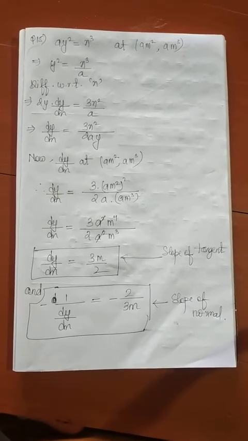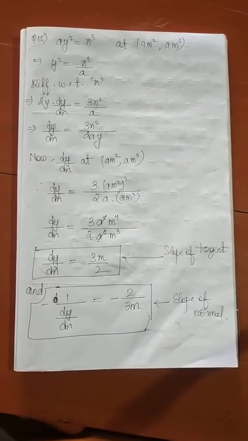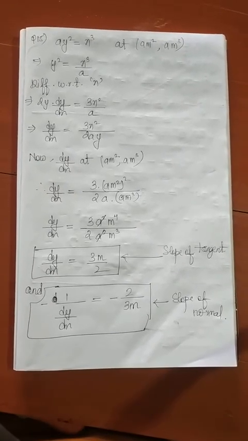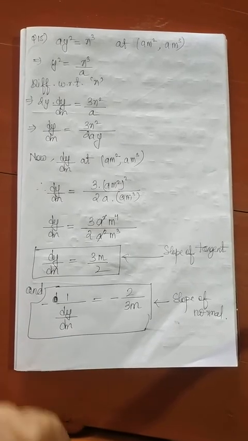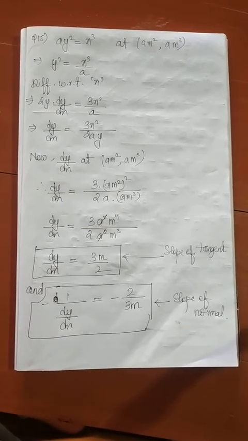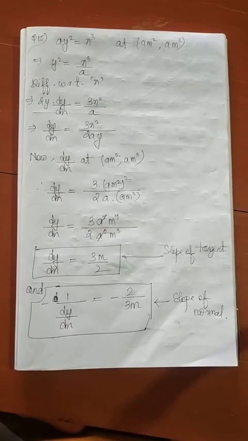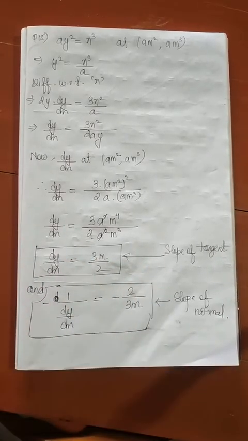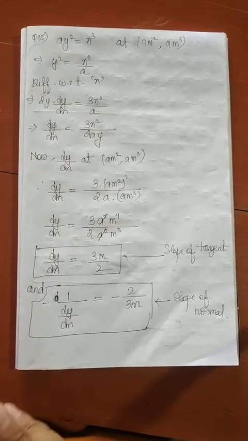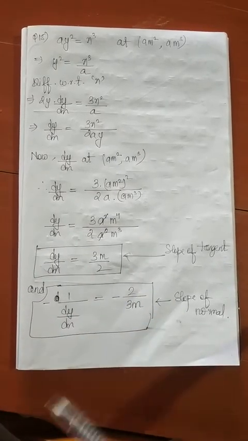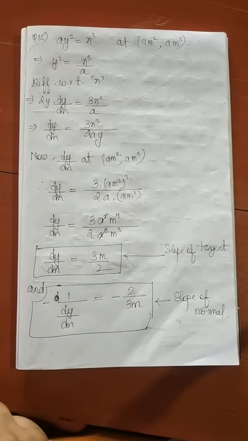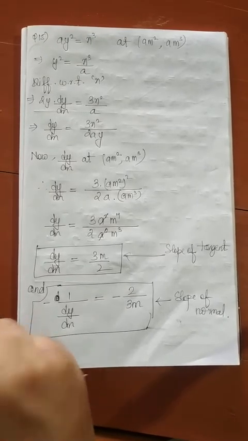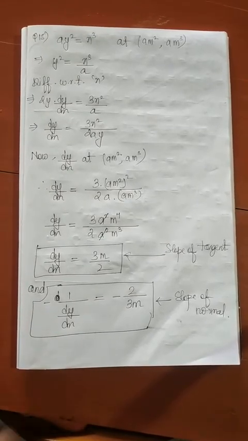So I hope you have got some idea about how to find the equation of a tangent. Once again I'm repeating, whenever we need to find the equation of a tangent, we need to know the slope of the tangent and the required point. If these two things are known, then we just need to put them in the formula: y minus y1 is equal to dy by dx, times x minus x1. So x1 comma y1 and the slope are important to find the equation of the tangent.